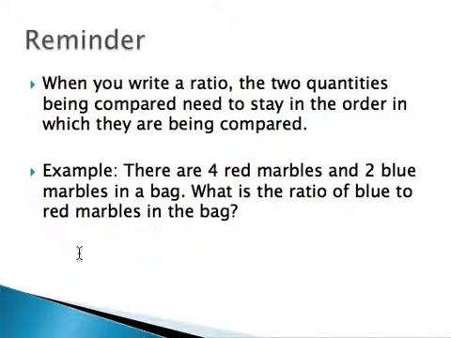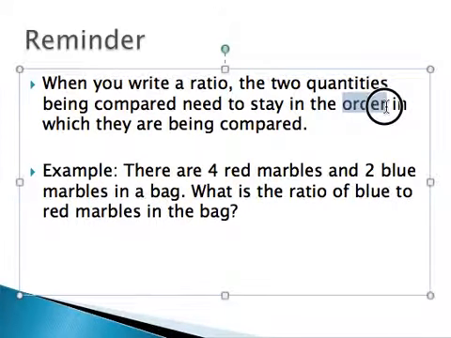When you write a ratio, the two quantities being compared need to stay in the order in which they are being compared. So, for example, there are 4 red marbles and 2 blue marbles in a bag. What is the ratio of blue to red marbles in the bag? Well, order right here matters when we're writing ratios. So this is asking us the ratio of blue to red.